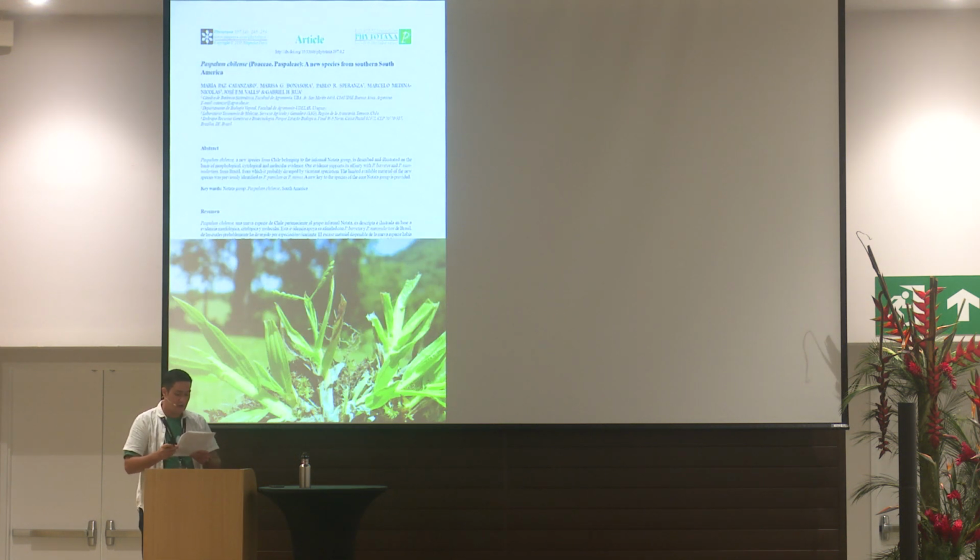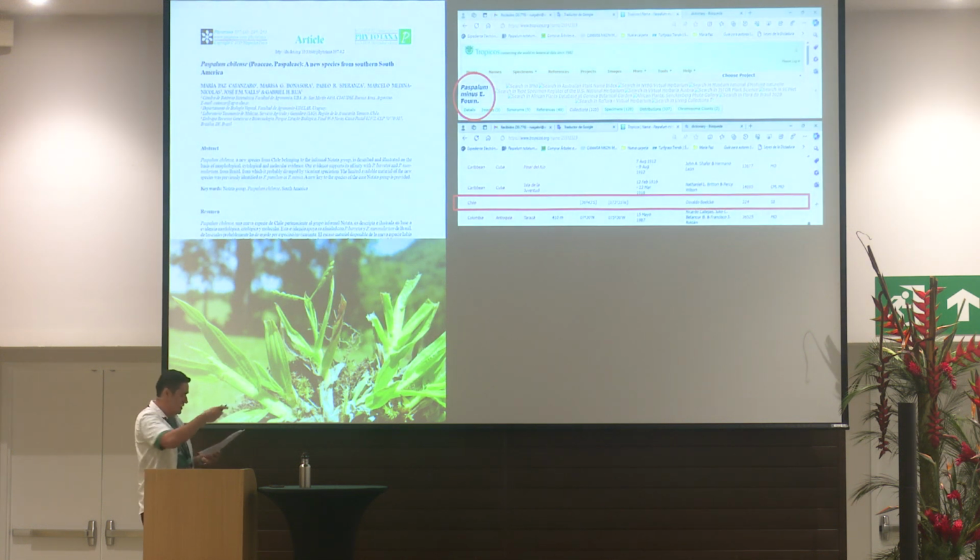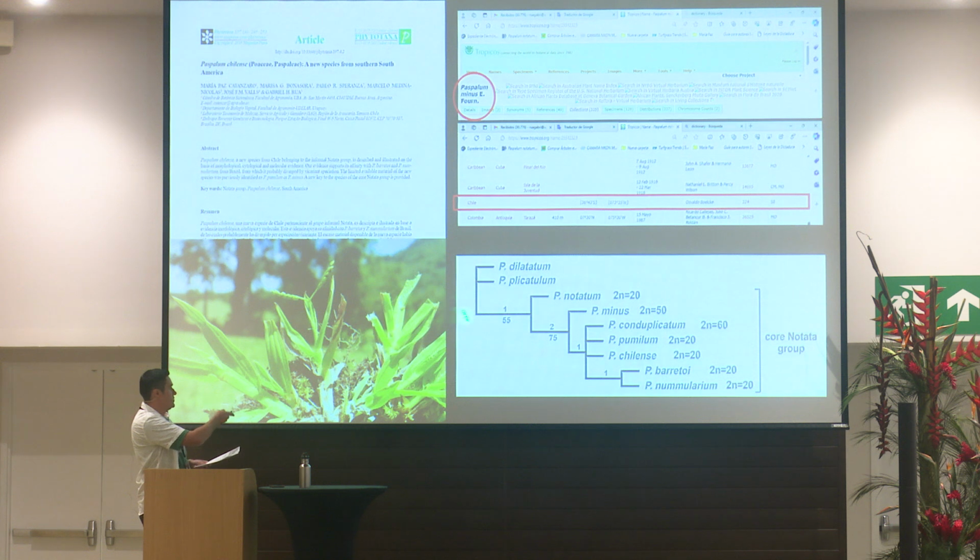Well, a further diploid sexual species from southern Chile was described by Catanzaro and co-workers in 2015, and the scarce material available in herbaria had also been identified as Paspalum minus. So if we look here at this tree presented in the protologue, we note that Paspalum minus was recovered here as sister to this clade, including Paspalum conduplicatum, P. chilense, P. barretoi, and P. nummularium.